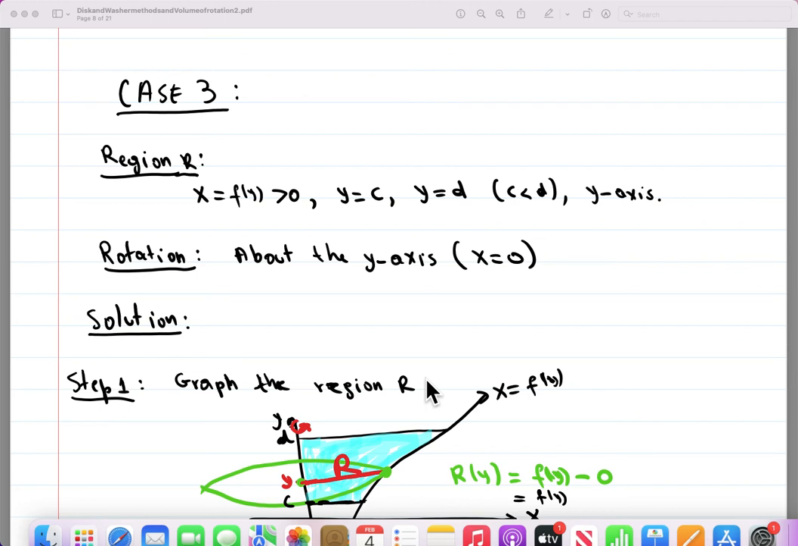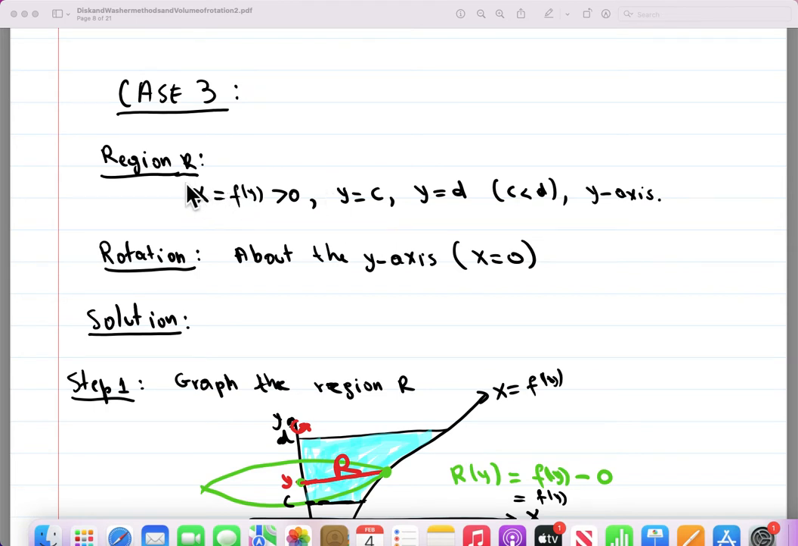Hello. So again, this is the third video. It is going to be about case three of the volume of rotation and the disk method. So case three is described as such.